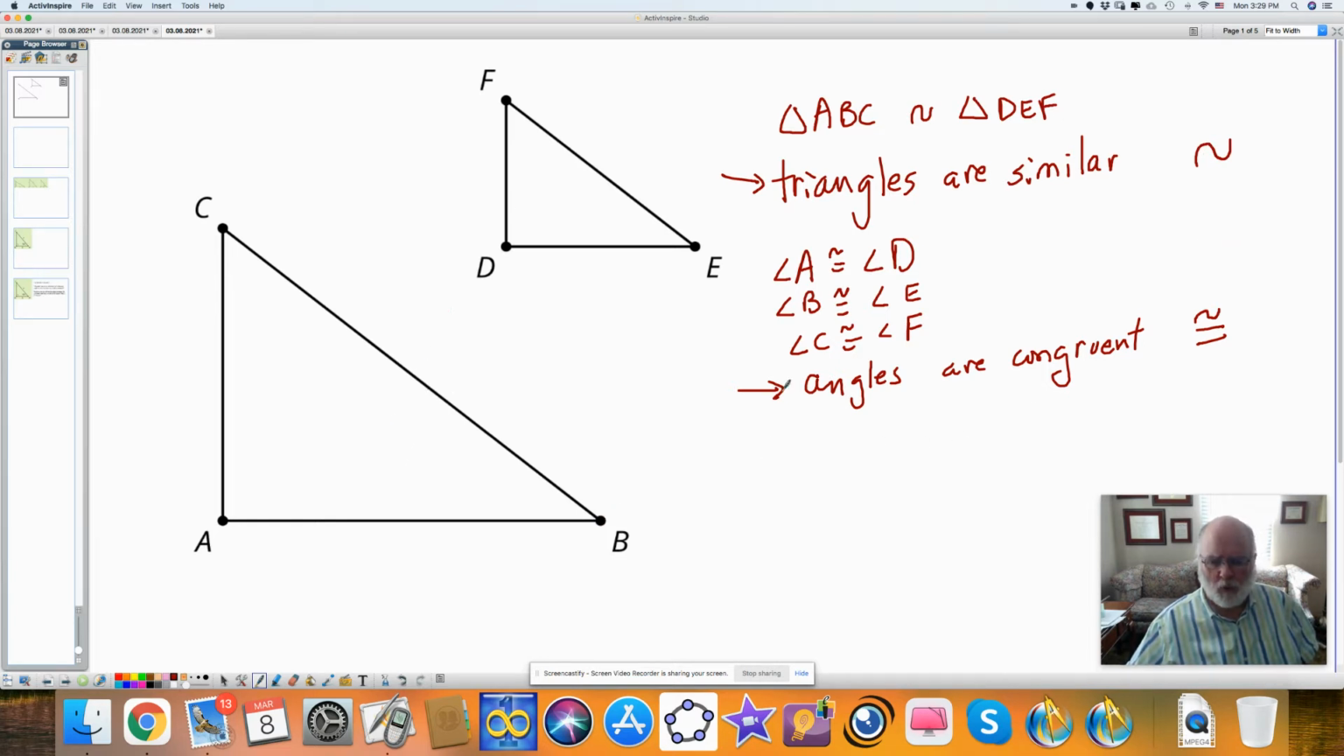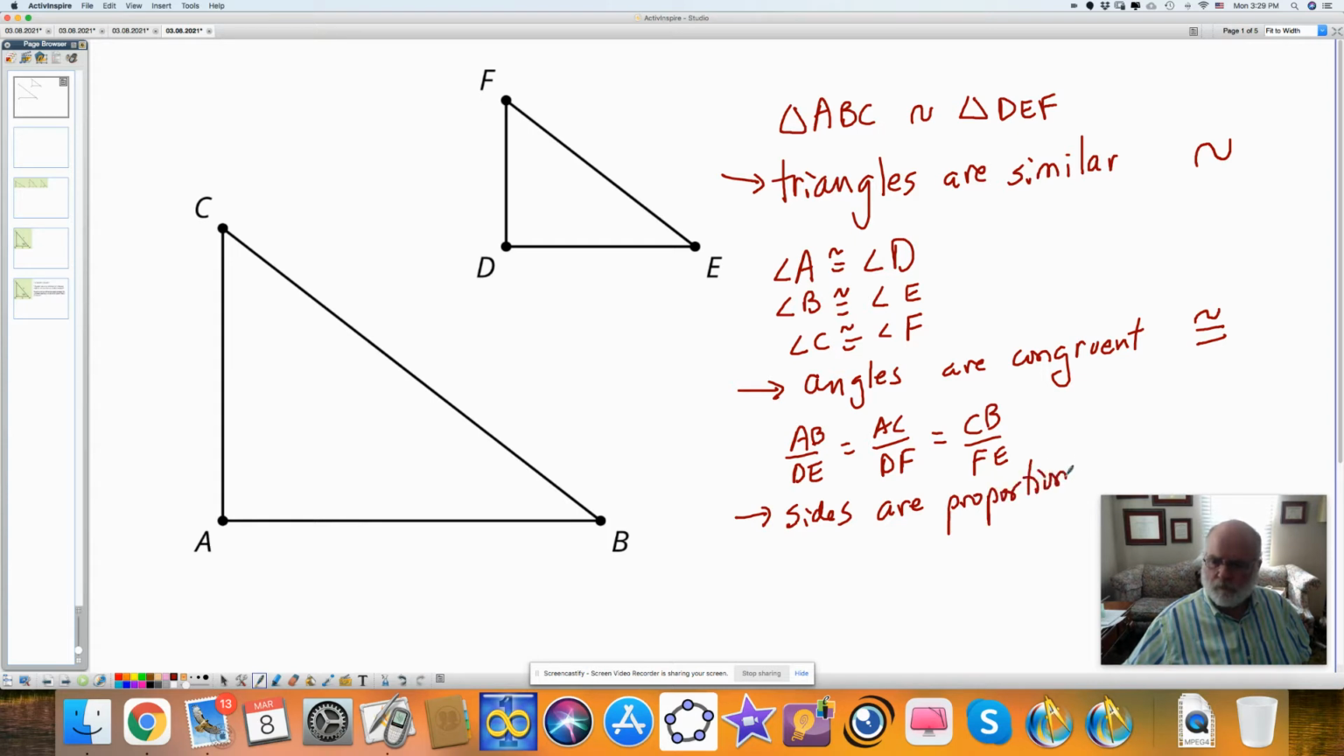We could also have written a proportion. So I could have said AB is to DE as AC is to DF as CB is to FE. Here I'm comparing large triangle is to small, large is to small, large is to small. And what we'll notice here is that the sides are proportional. They're not congruent. If they're similar, they could be congruent, but they're not necessarily. But the sides are proportional. And that means that you could write a proportion, which is an equation of two ratios. So three different ways of writing this.